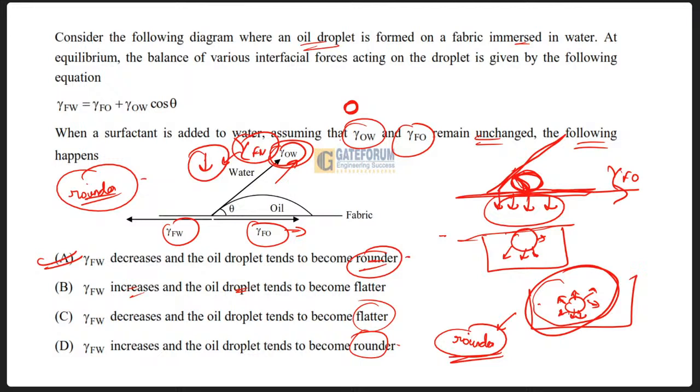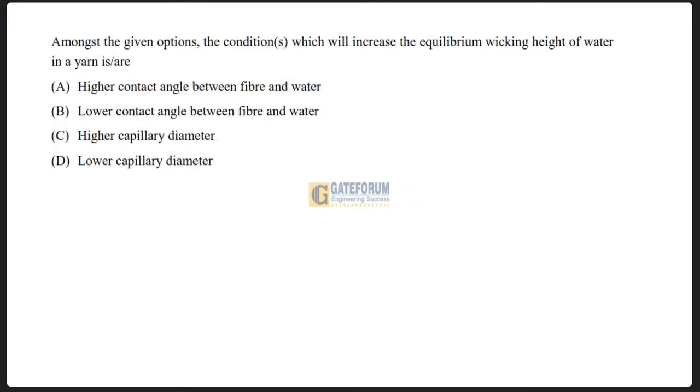Now coming to the next question. It says that amongst the following given options, the condition which will increase the equilibrium wicking height of the water in a yarn is: higher contact angle between the fiber and the water, lower contact angle between the fiber and water, higher capillary diameter, or lower capillary diameter.